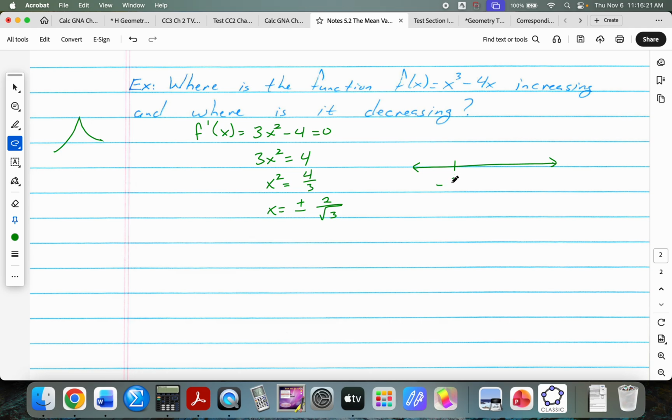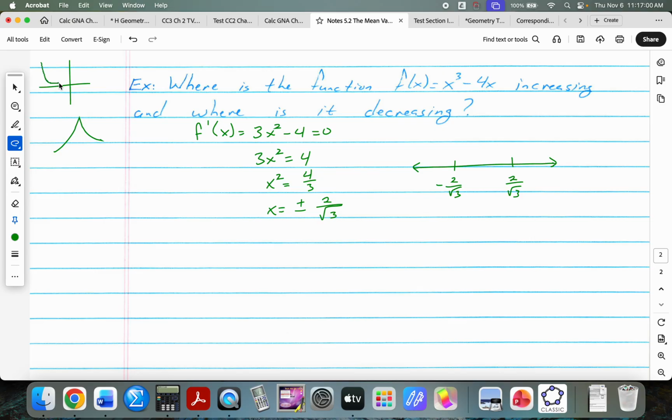So negative 2 over the square root of 3 and positive 2 over the square root of 3. Here f prime is 0 and here f prime is 0. Those are potential places where the derivative could change sign. Now, just because something is 0 at one point, does that mean it goes from negative to positive or positive to negative? Not necessarily.